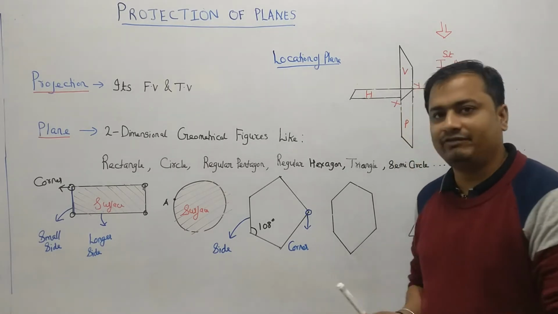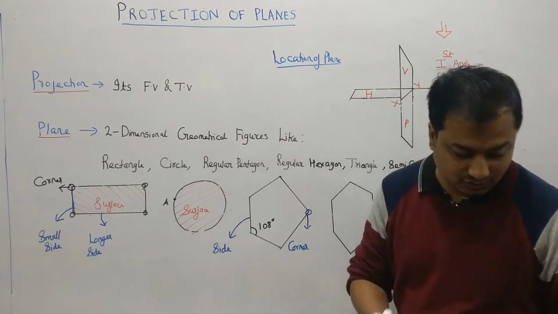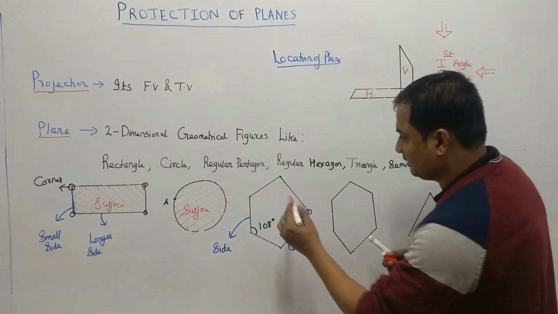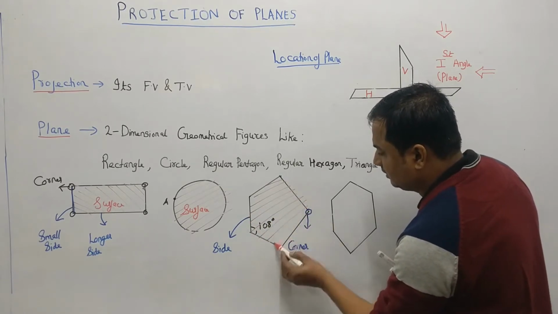So pentagon will be having the side and it will be having the corner. Along with that there will be a surface. So surface, what will the surface be here? Surface will be this. So this will be my surface of the regular pentagon.